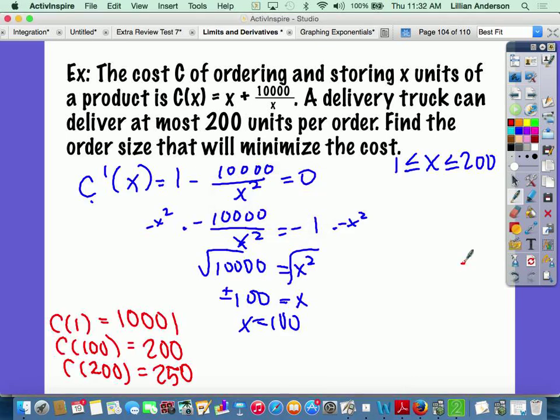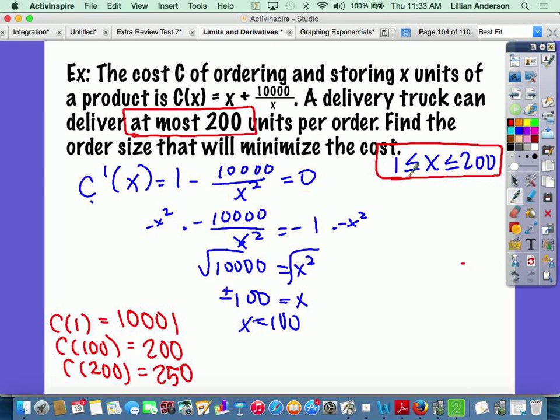All right, so here's the last one. The cost C of ordering and storing X units of product is represented by that equation. A delivery truck can deliver at most 200 units per order. Find the order size that will minimize the cost. So we already have an equation, so that's good. We do need to take into account the fact that the delivery truck can deliver at most 200 units. So that means they can either order 1 unit or up to 200 units. So we have a restriction here. We have endpoints that we need to test.